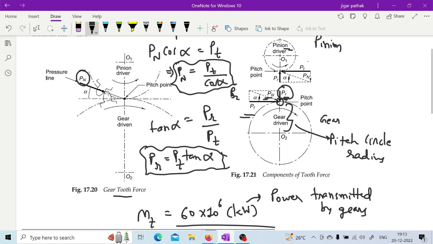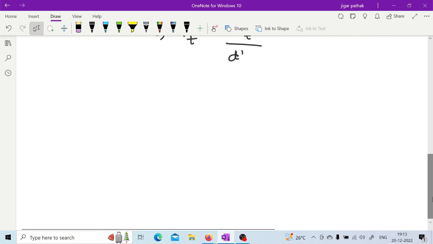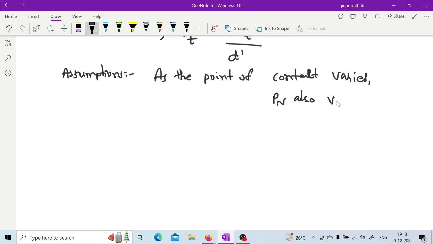While calculating all these forces, there are certain assumptions which we are making. So if we note down those assumptions: as the point of contact moves, Pn actually changes, but this effect we are neglecting. As the point of contact varies, Pn also varies, but this effect is neglected.